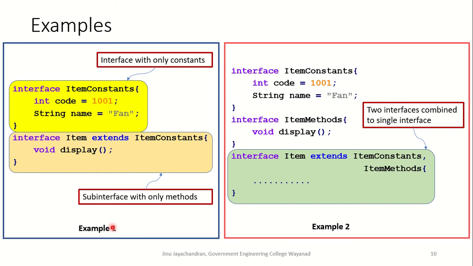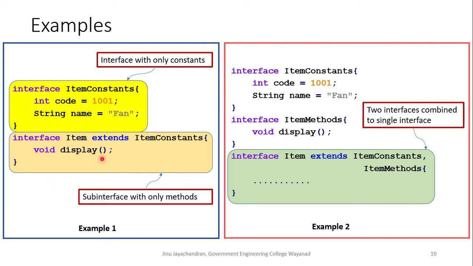In example one, you can see that the interface ItemConstants has only constant declarations. So you should have final int code 1001 and final String name Fan, and then in the Item interface you are extending it from ItemConstants, and you say there is only a method which is void display.